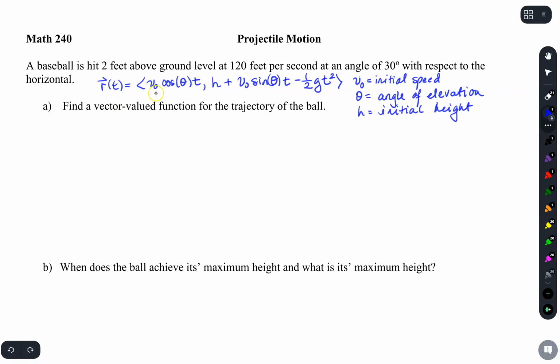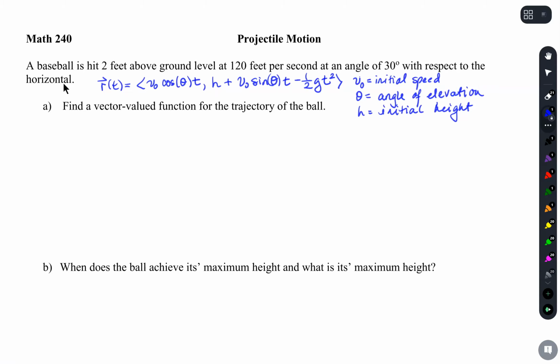Now, in this formula, v naught represents the initial speed of the projectile. Theta represents the angle of elevation at which the projectile is launched, and h is the initial height from which the projectile is let go. So we've got a situation here, so we're going to go ahead and model this situation and answer a couple of questions about it.